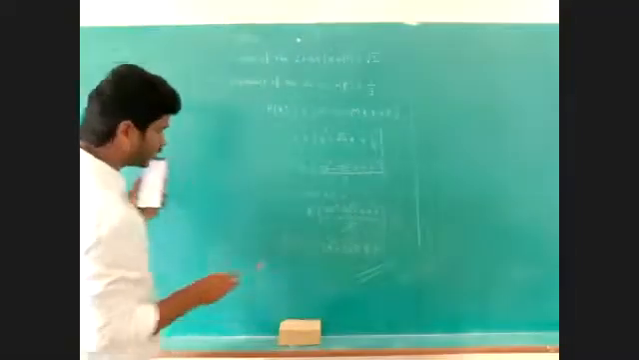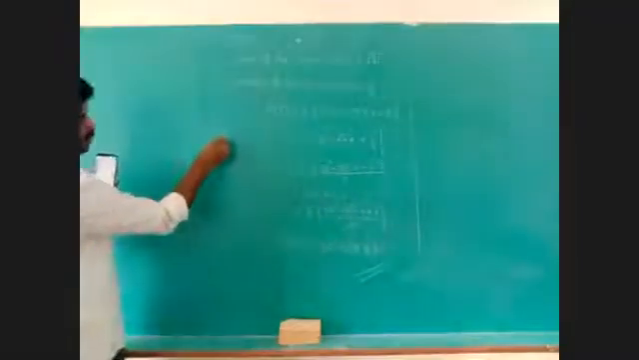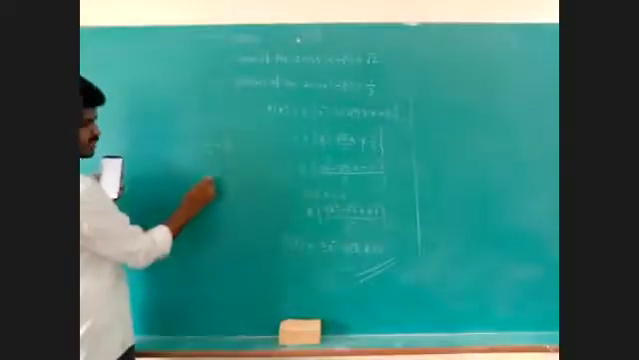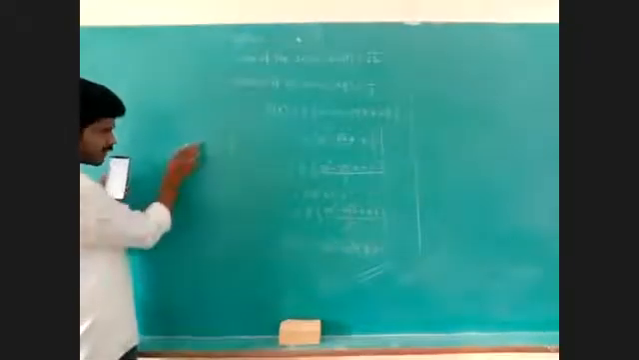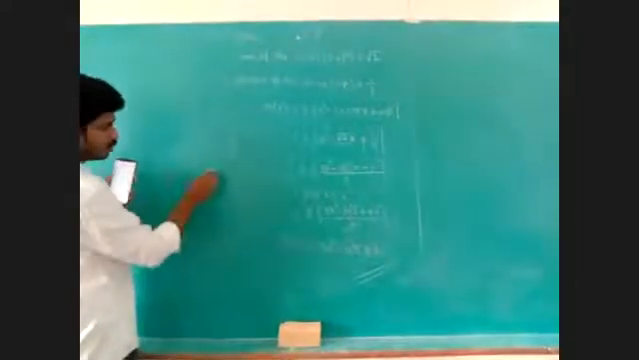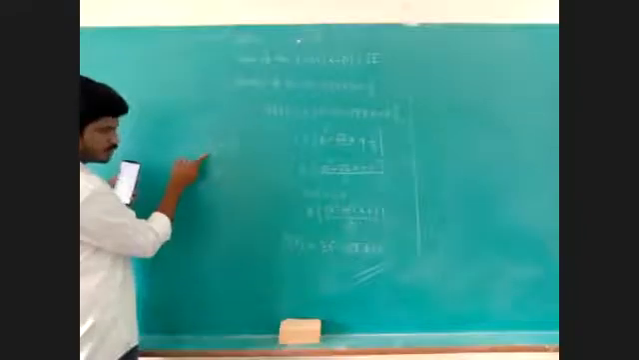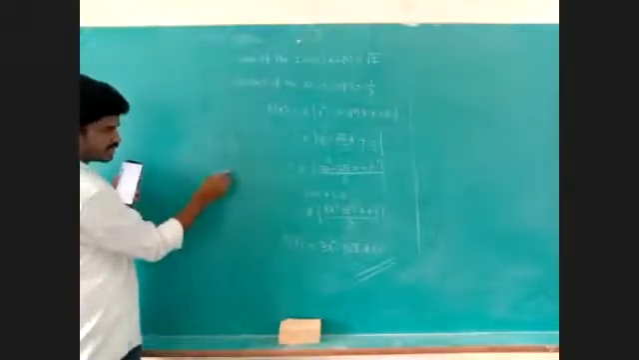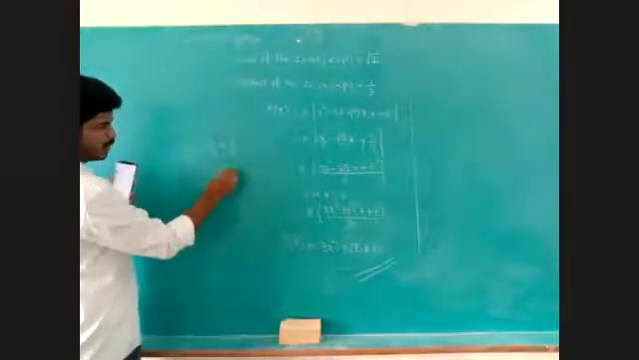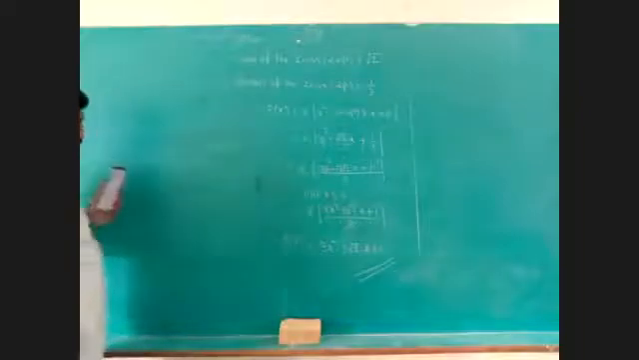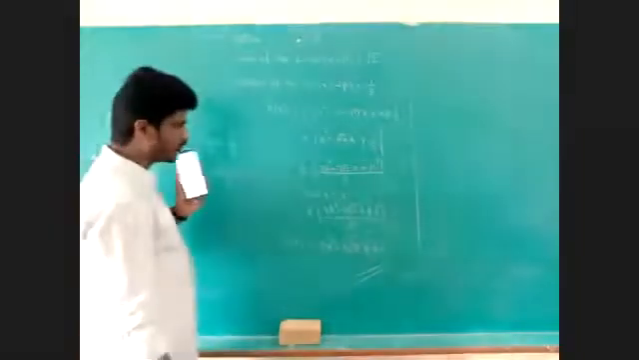If the LCM is 3, then write the numerators. For example, take 2 by 3 plus 5 by 6. What is the LCM? 3 comma 6, the LCM is 6. Then what is the numerator here? 2 into 2, because 3 into 2 is 6. Plus the numerator 5 into 1, because 6 into 1 is 6. We should write 1. So here also we should write like this only.